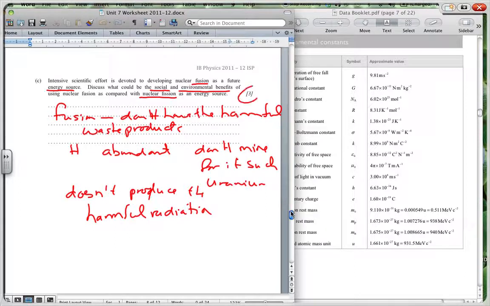Okay, so there's three marks there. You need to have 3 separate points. One further point is that with nuclear fusion, we have a higher energy density. So per unit mass, it's giving out more energy.